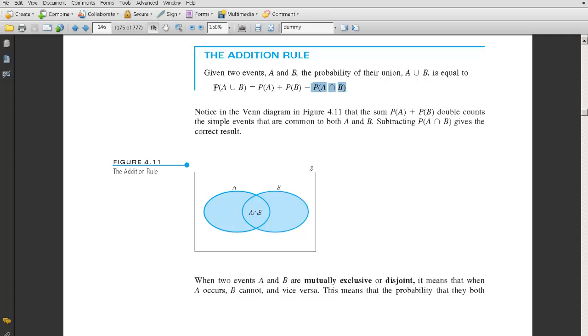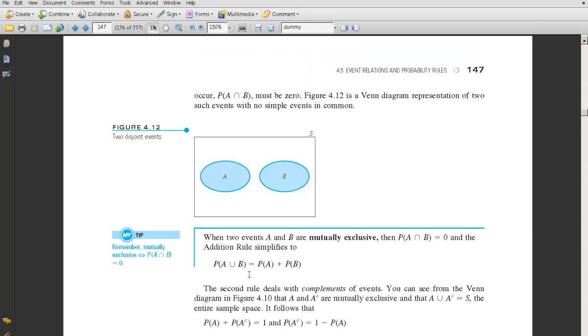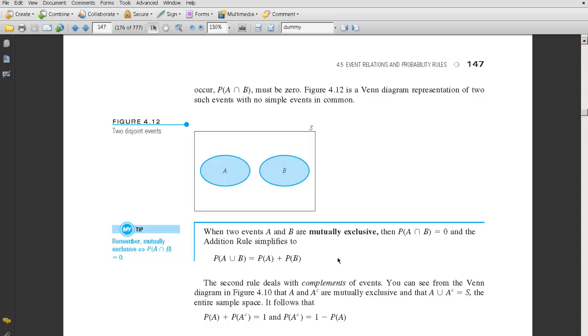So then we can just say that the rule reverts to this. If they're mutually exclusive, we don't need this term, actually. We can still have it, because it's going to be minus 0, so it won't matter. But we can just simplify it and write it this way. So when they're mutually exclusive, we can write that without the last term. Okay? All right, so we have that rule.